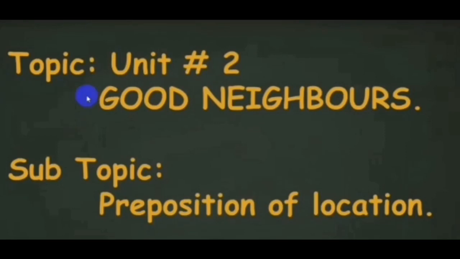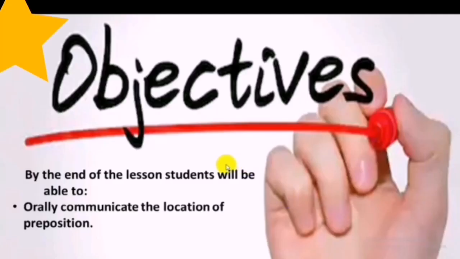We are reading English ahead. The topic is good neighbors and the subtopic is prepositions of location. By the end of the lesson, you will be able to communicate the location using prepositions.